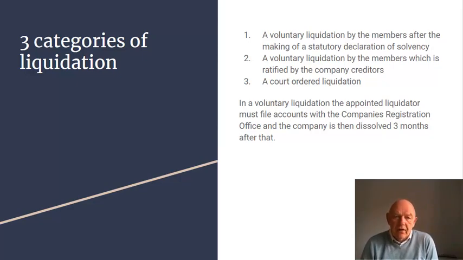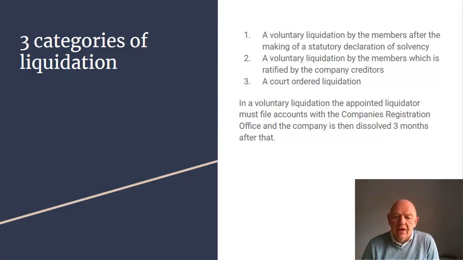Then number two, there's a voluntary liquidation by the members which is ratified by the company creditors. So there's no declaration of solvency here. There is creditors. They have ratified it. They're probably going to get a certain percentage of what they're owed. Maybe they'll get everything, but generally they would get a percentage of what they're owed. And finally, there's a court-ordered liquidation.